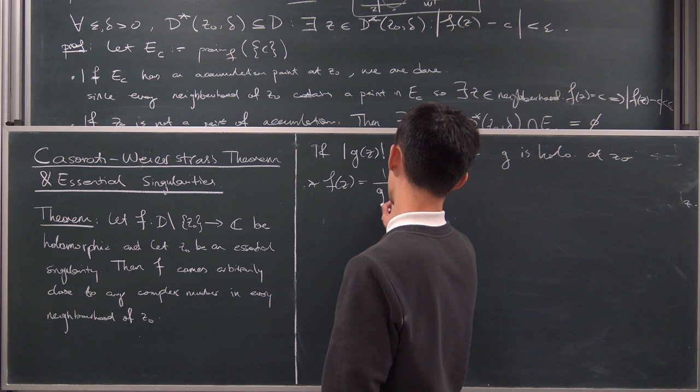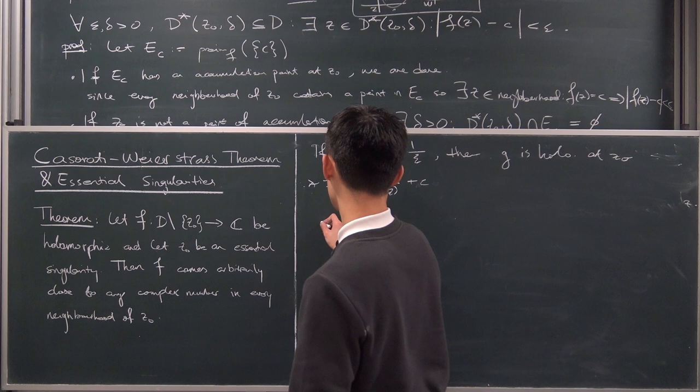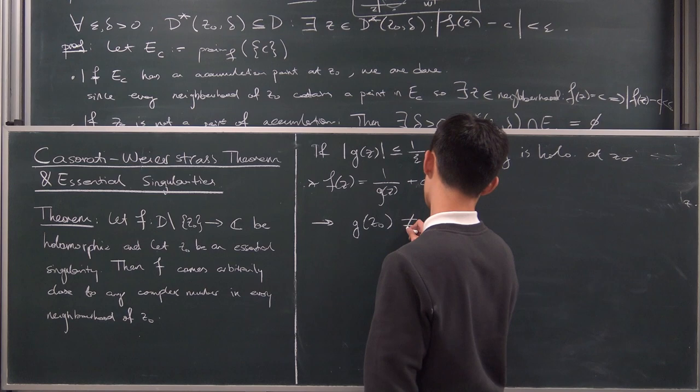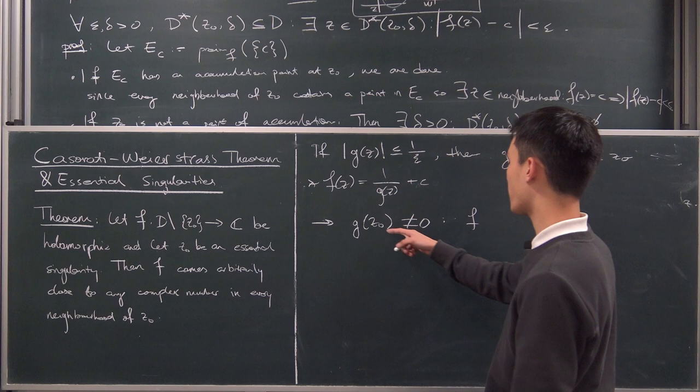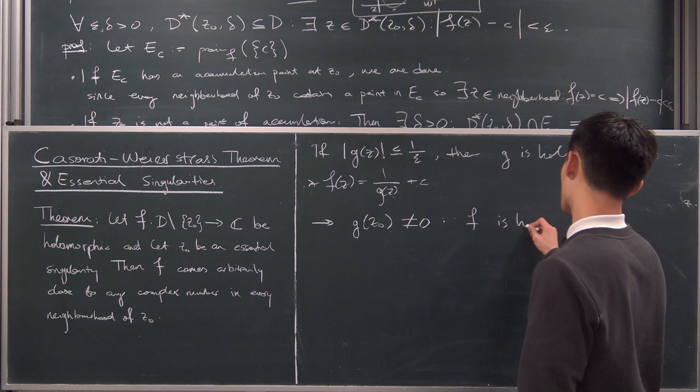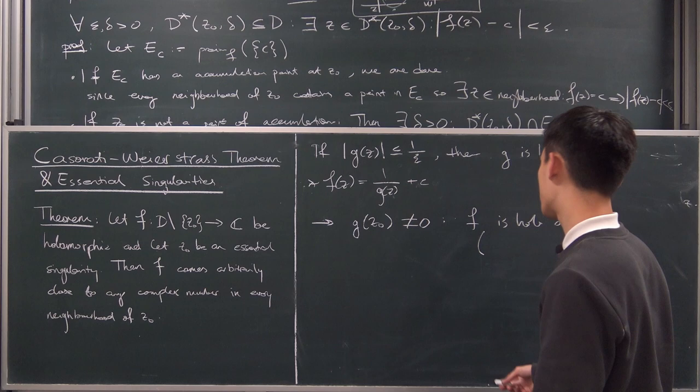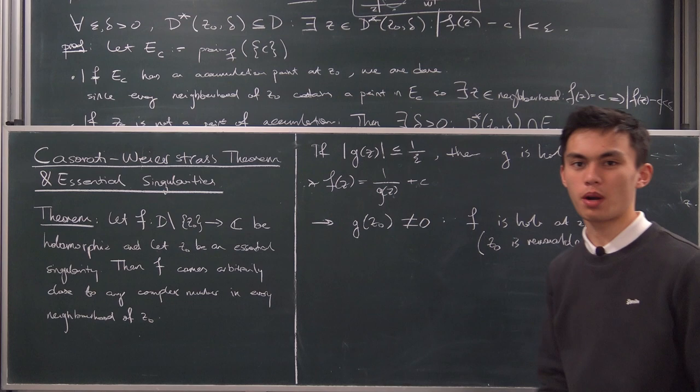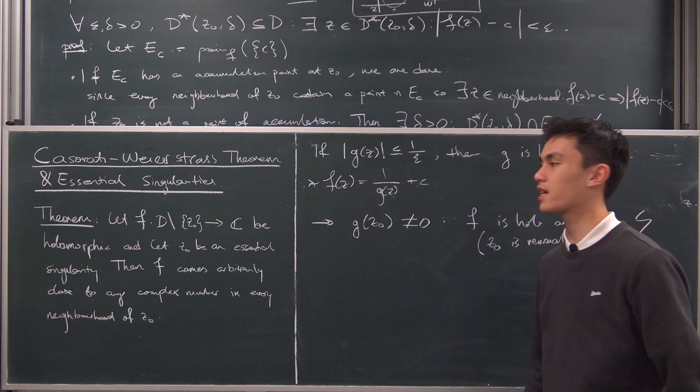So there are a few cases over here. What happens if g of z naught is not equal to 0? So it's a finite number not equal to 0. Then we can plug z naught into here and f is going to be defined. So f is also going to be holomorphic at z naught, or in other words, z naught is a removable singularity. But this is a problem because it contradicts the fact that we assumed z naught was an essential singularity.